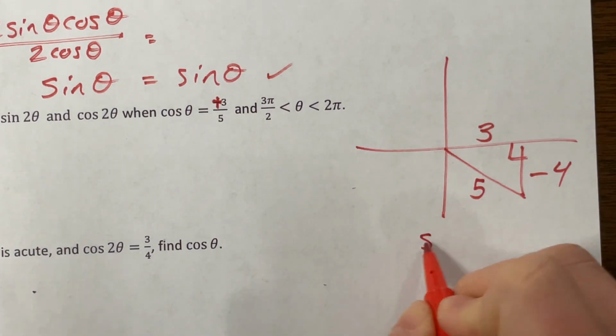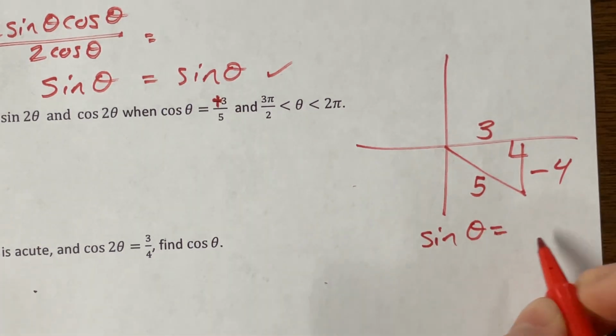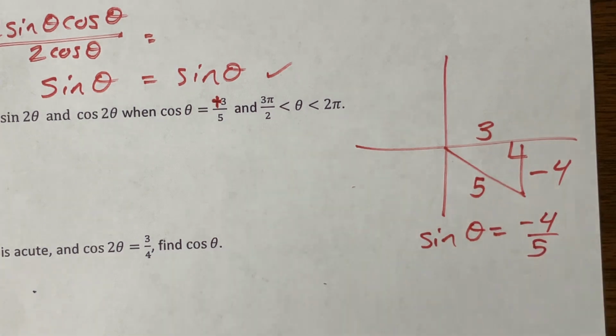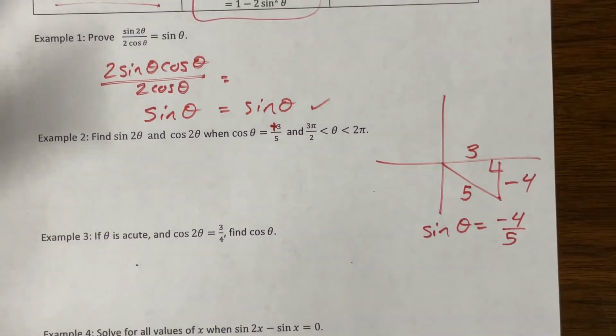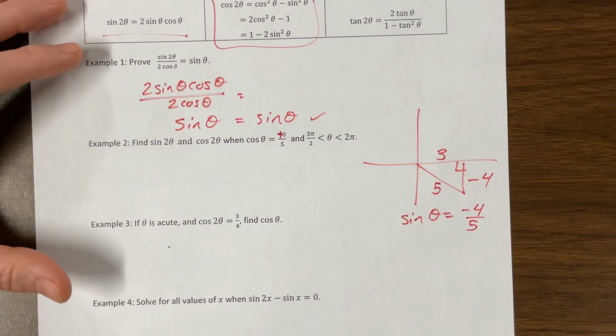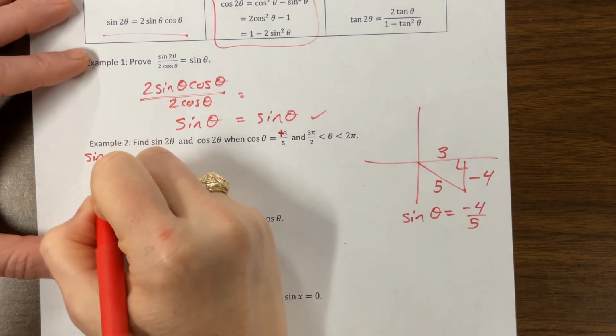And so sine of theta would be equal to, sometimes it's helpful to write it down for us, negative 4/5 in that quadrant. Okay, so let's zoom out a little bit so you can see everything that I'm looking at. I want to do sine of 2 theta.